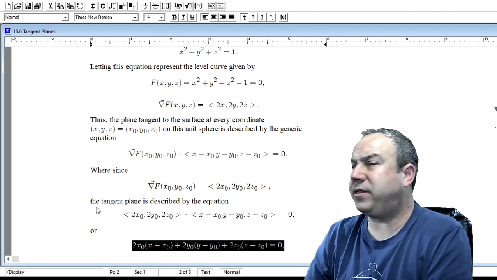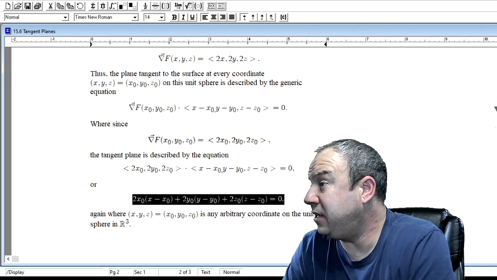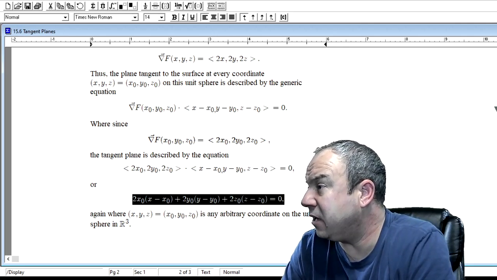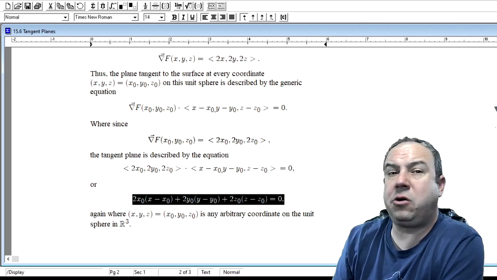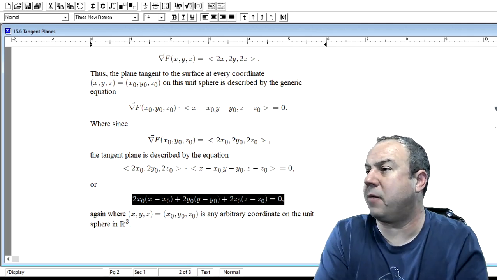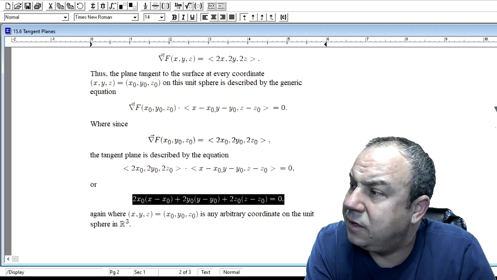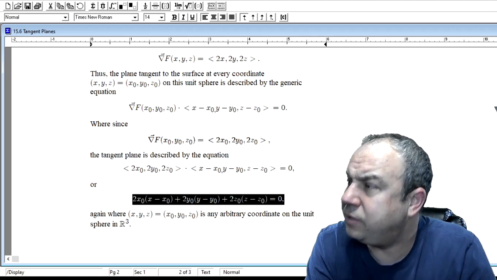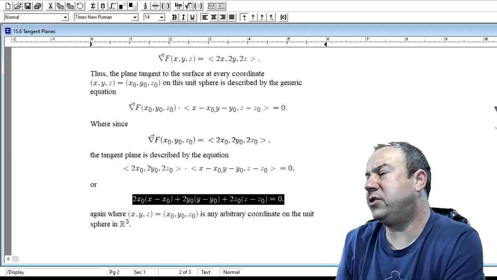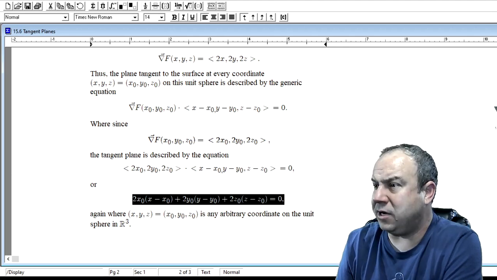Right? Where what that equation does is describe any plane tangent to the unit sphere at some arbitrary coordinate x null, y null, z null. Plug in any arbitrary x null, y null, z null coordinate into that equation, and you'll have the equation of the plane tangent to that unit sphere at that coordinate.